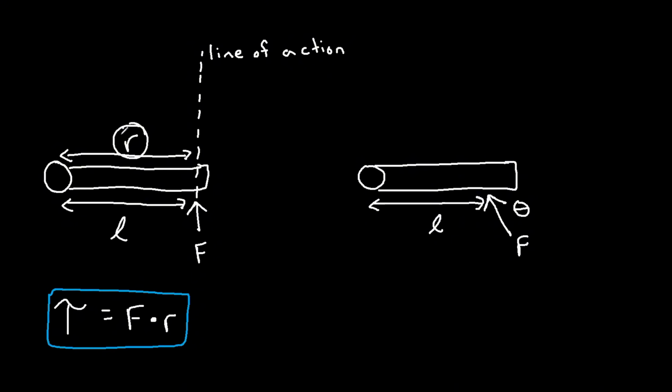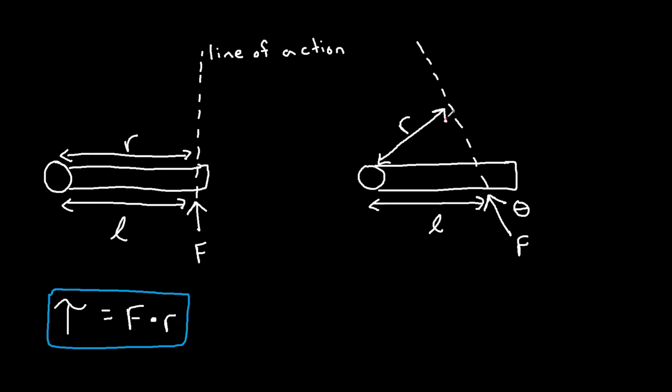Well, remember, the lever arm is the perpendicular distance between the axis of rotation and the line of action. So in this case, when we have this force applied at an angle, the line of action, if we extend that from the force, is this new line of action. And the lever arm is then going to be this distance right here that is perpendicular, so it forms a 90-degree angle with the line of action. So this is our lever arm. So how can we actually calculate this value of the lever arm when the force is applied at an angle?